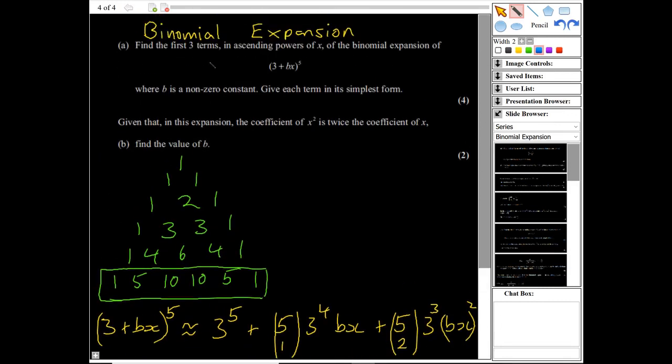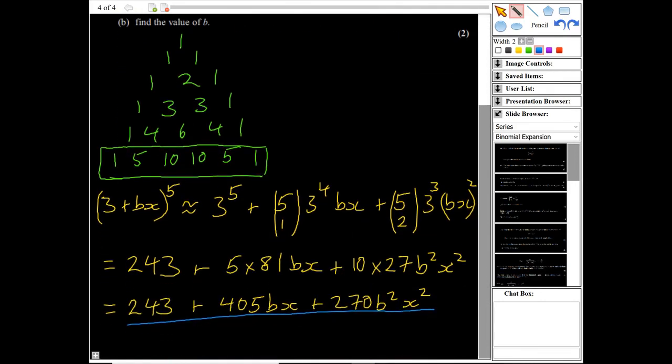So it said find the first 3 terms in ascending powers of x of the binomial expansion of that, where b is a non-zero constant, giving each term its simplest form. Okay, perfect, we did that. So then it says, given that in this expansion the coefficient of x squared is twice the coefficient of x, find the value of b. Okay, so if we go back and we just expand the paper a little bit.